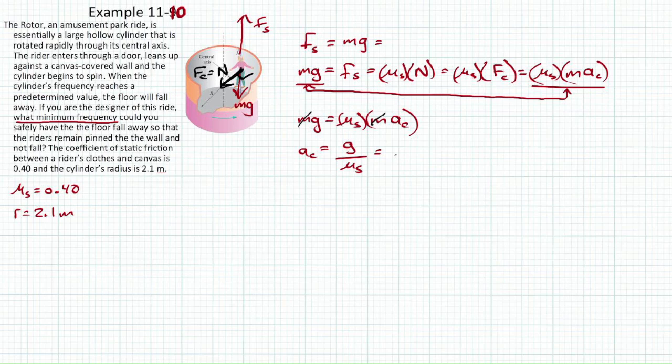Let's solve for our centripetal acceleration and then solve for our frequency, and that's our answer. So that's 9.81 meters per second squared divided by our coefficient, 0.4. I get 24.5 meters per second squared.